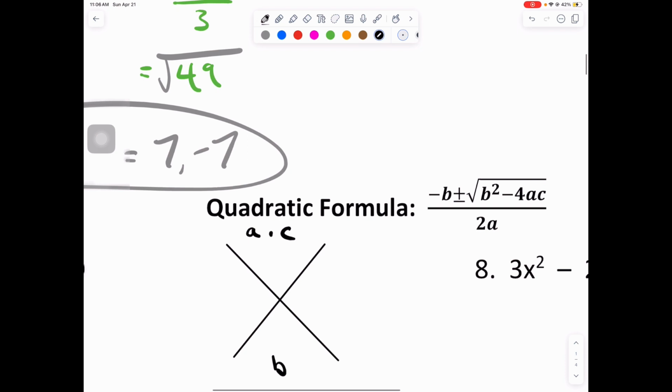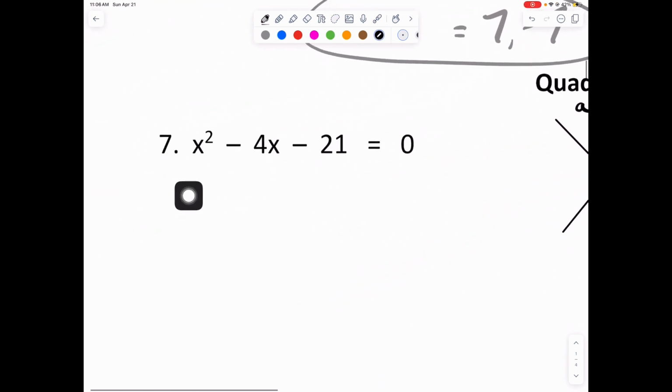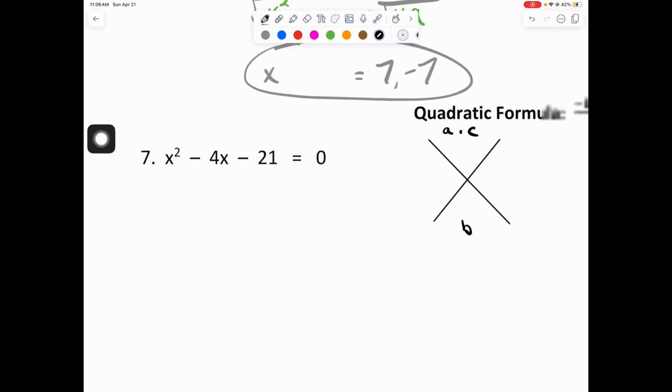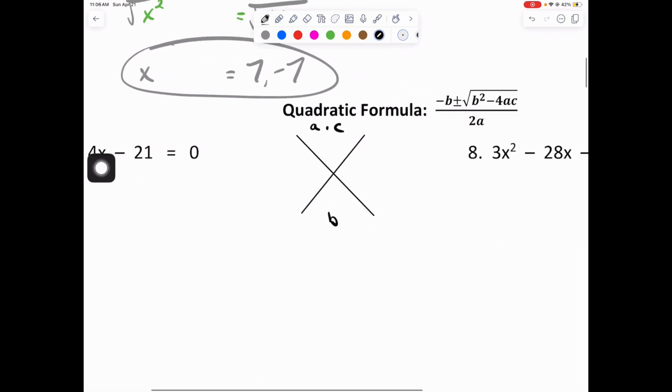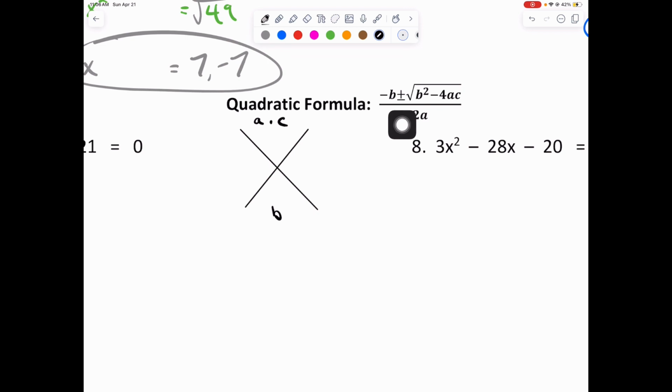All right, moving forward to number 7. It is asking x squared minus 4x minus 21 equals 0. We want the solutions for all of these. It's requesting that we use the quadratic formula. However, we do not need to use the quadratic formula for all of them.